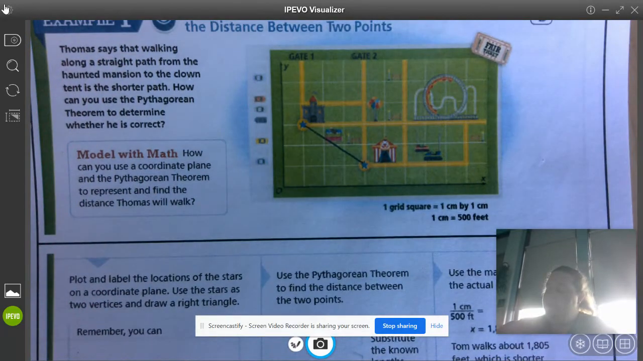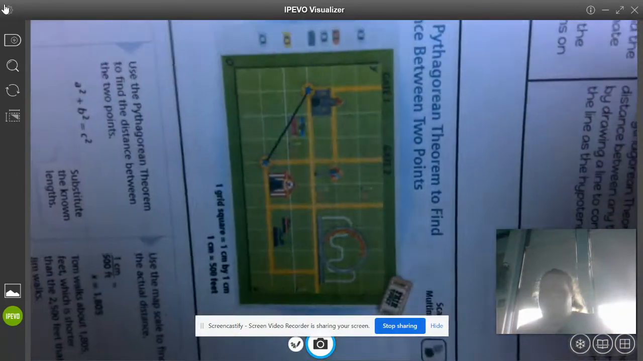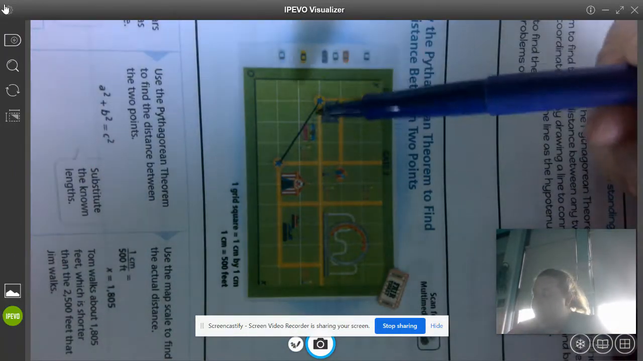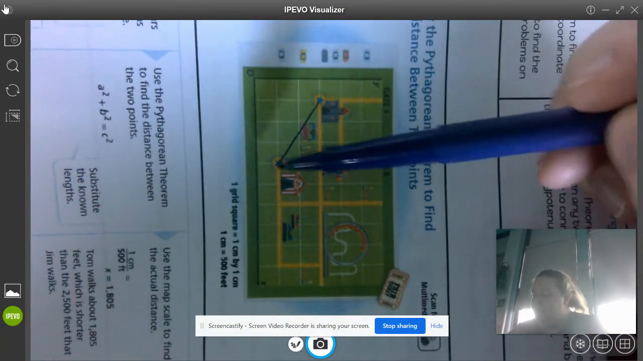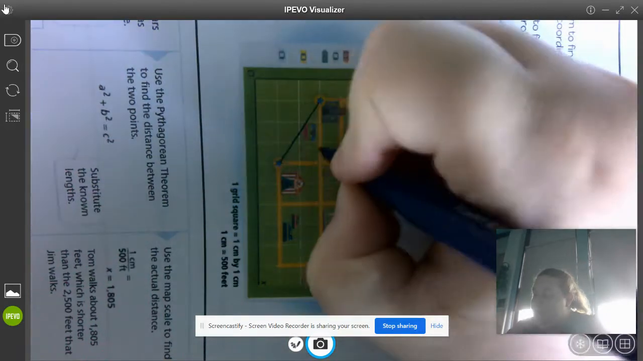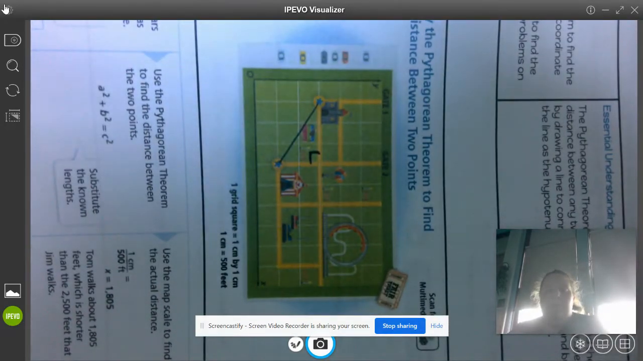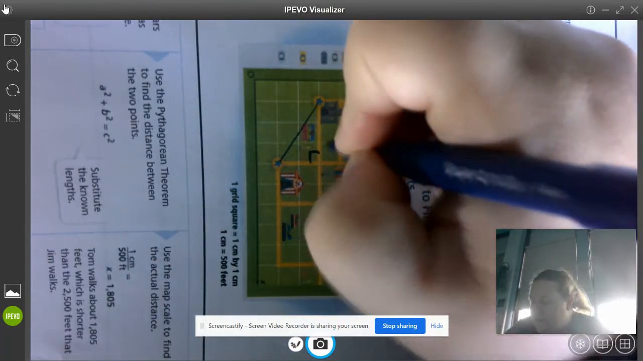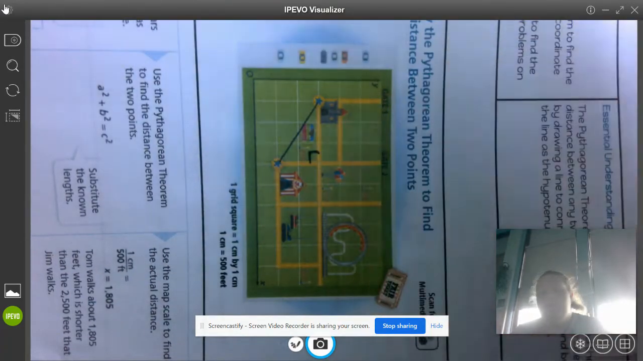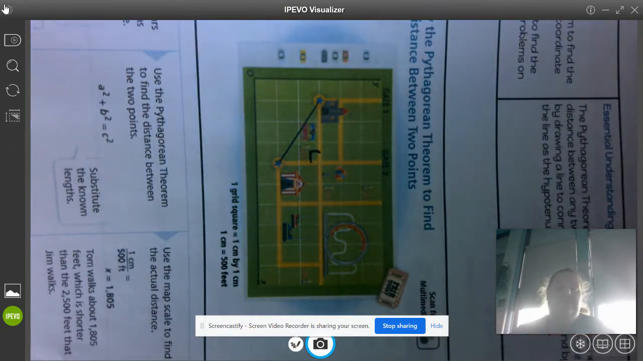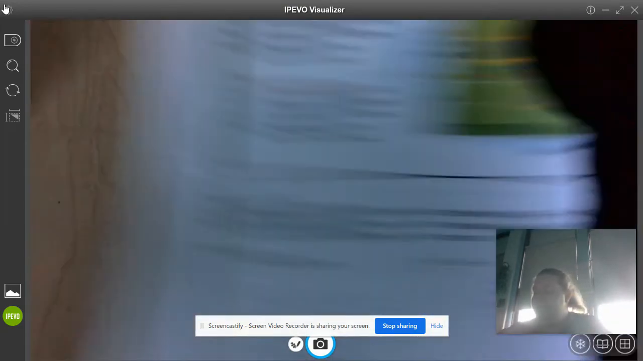Might be tricky to see from this angle, but I'm going to turn it here, and I'm going to just focus on that first distance we counted, the yellow path, and that line. If you take a look, you're going to notice it forms a right triangle. We know that this is 3 units, and we know this is 2 units, so we can use the Pythagorean theorem to figure out what that distance is and see if Thomas is right.